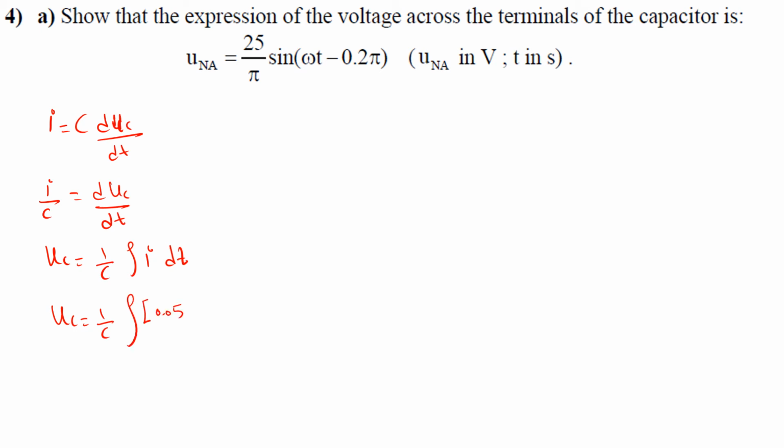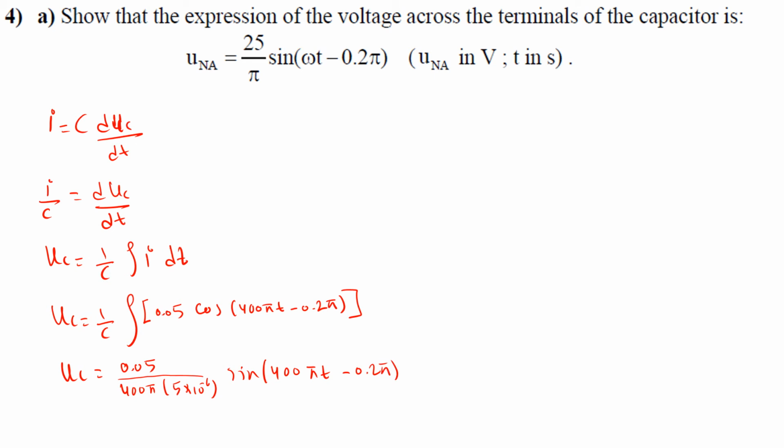فإذا UC equals 1 over C integral الفورم للI هو 0.05 cosine 400 pi t minus 0.2 pi. اوكي بيطلع عندي هون ال UC equals 0.05 over 400 pi multiplied by 5 times 10 to the power of negative 6 sine of 400 pi t minus 0.2 pi. الريزلت بتكون إنه ال UC is equal to 25 over pi sine 400 pi t minus 0.2 pi.